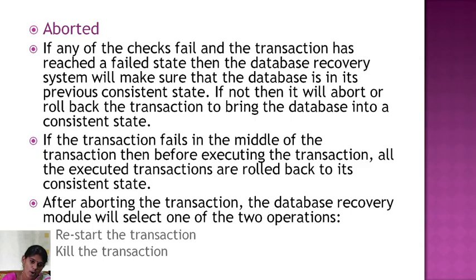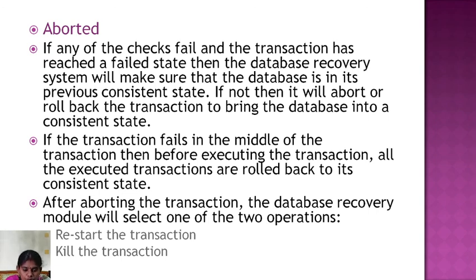The next state is aborted. If any of the checks fail and the transaction has reached the failed state, the database recovery will make sure that the database is in the previous consistent state, because no committed operation has been executed. So it goes to the old state. Otherwise, it will be aborted or rolled back to bring the database into a consistent state. If it is committed, it goes to the committed consistent state, and if it is not committed, that is failed or aborted, it goes to the old consistent state.